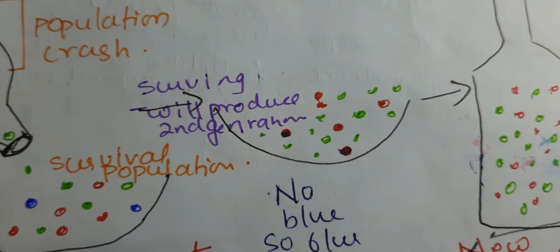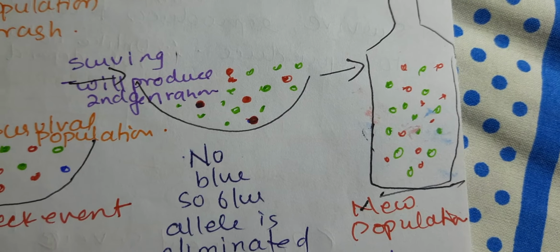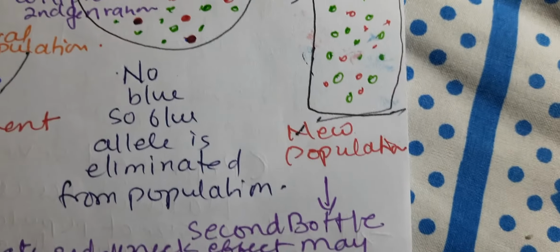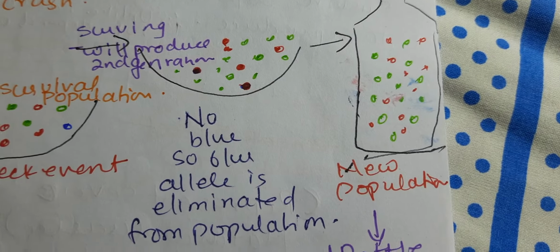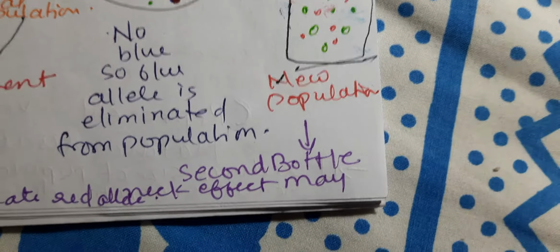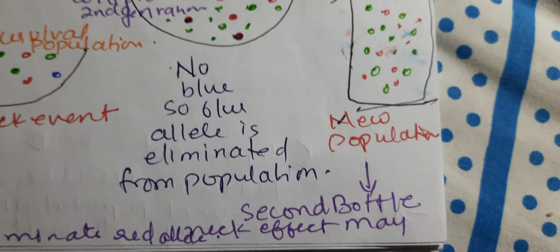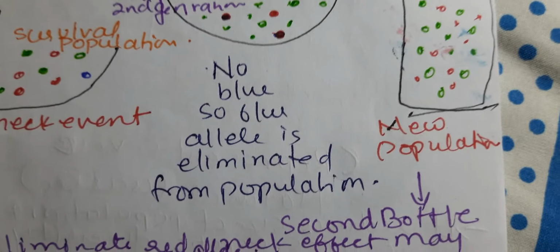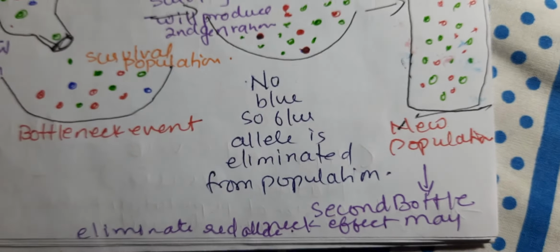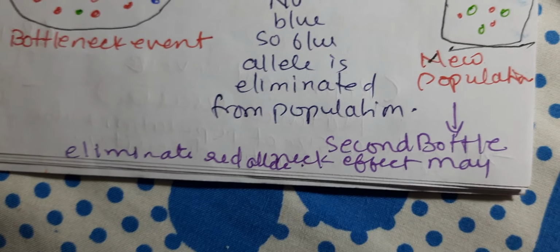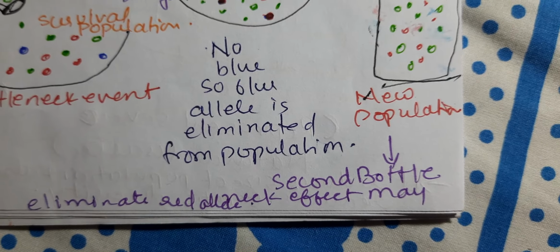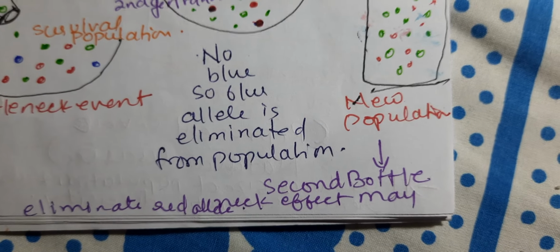Now out of these survivors, a second bottleneck effect will occur and again some will survive. So finally, here you can see the blue is eliminated. Here you can see second bottleneck effect will occur and maybe the red or the green is eliminated. So many variations are eliminated. That means so many alleles are lost from the gene pool. So genetic drift causes decline in the frequency of alleles.